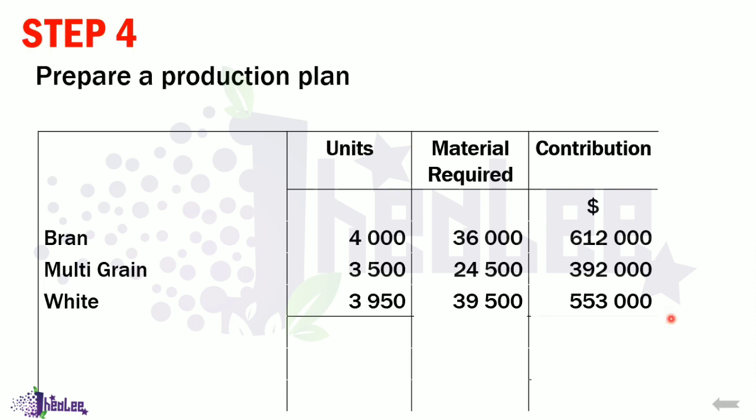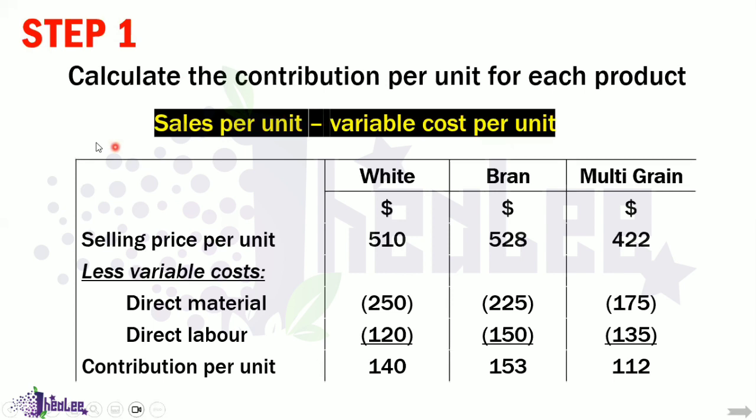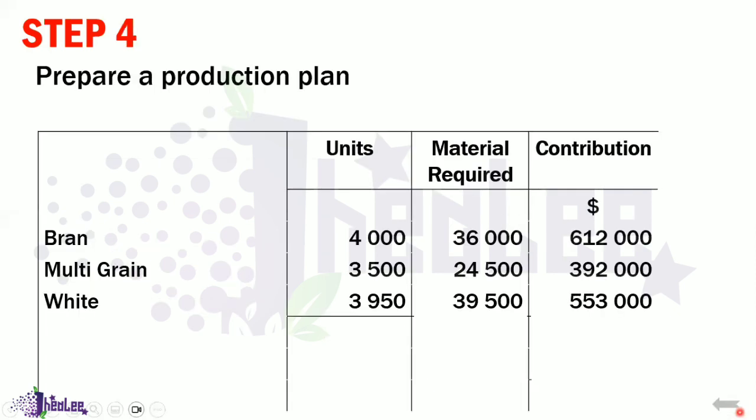How did we get this? Remember, it's the number of units, which is 3,950, that is multiplied by the contribution per unit of $140, and that gives us the value of $553,000 in contribution margin that the business will generate from producing the 3,950 white bread.